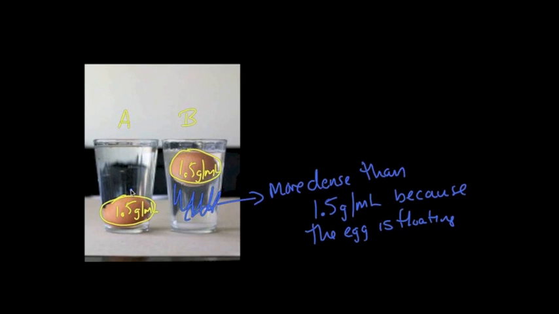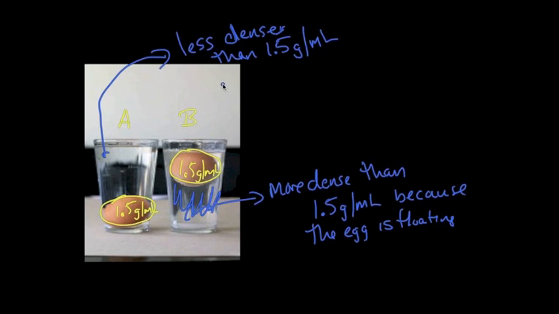In the other setup, setup A, we would find that the egg is more dense than the liquid it's in, which would tell you that the liquids are different. Okay? So this liquid in A is less dense than 1.5 grams per milliliter because the egg is sinking. We can now determine that these are definitely not the same liquids. They are both clear liquids, but they are different because they do not have the same densities. And liquids that are the same will have the same densities.